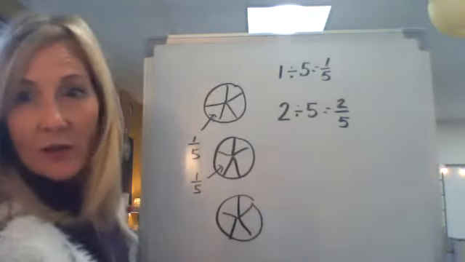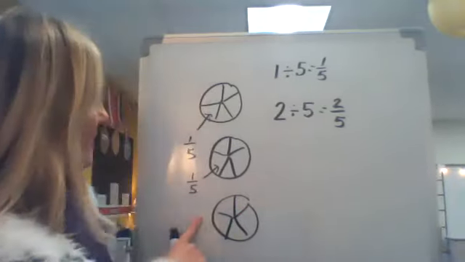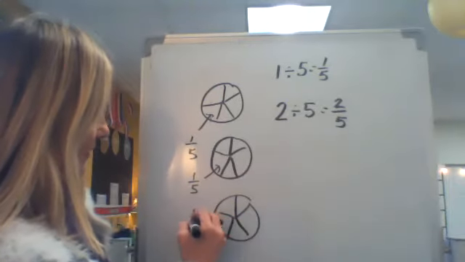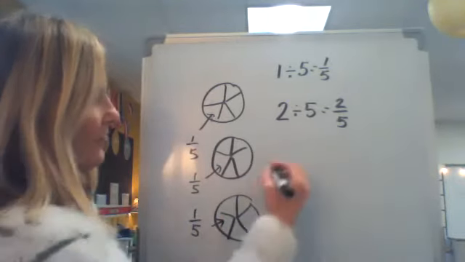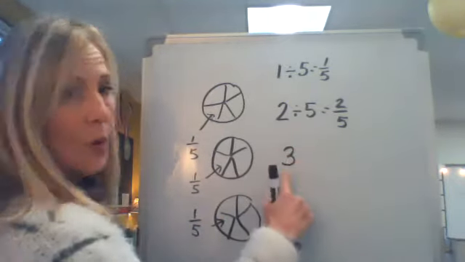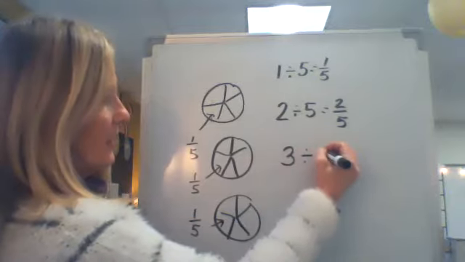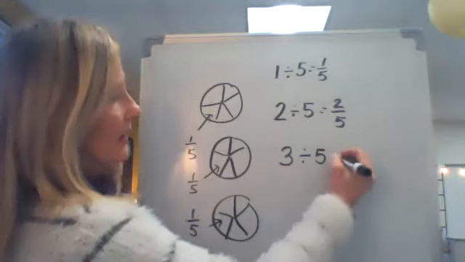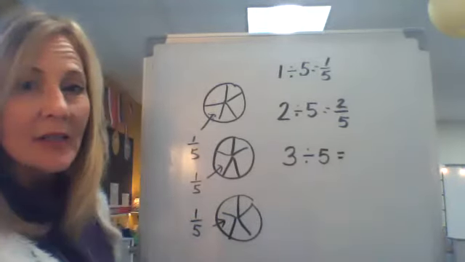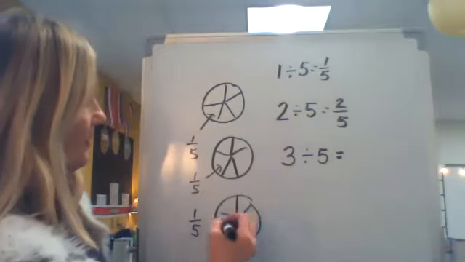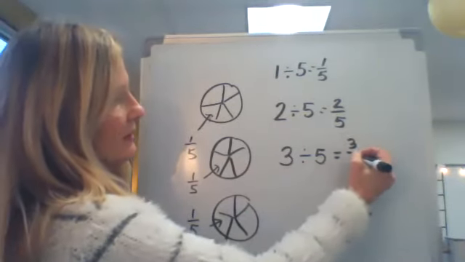We're going to be very full is what's going to happen. I would get another 1/5. Okay, so if it's 3 cakes, 3 whole cakes divided among 5 people, how much would each person get? I get 1/5, 2/5, 3/5.